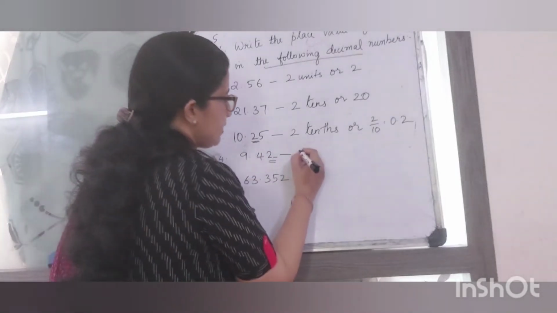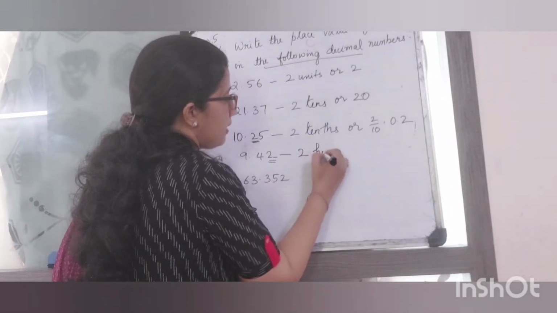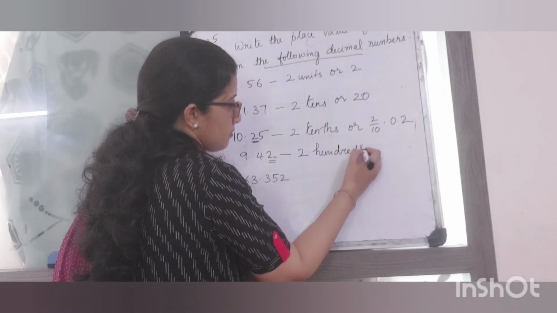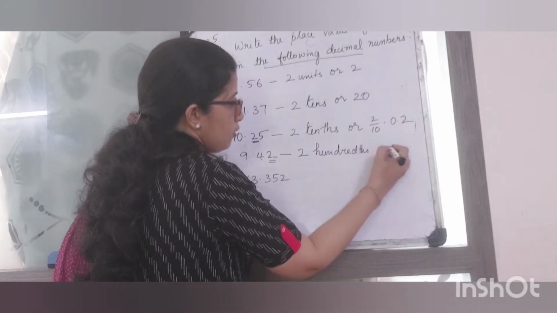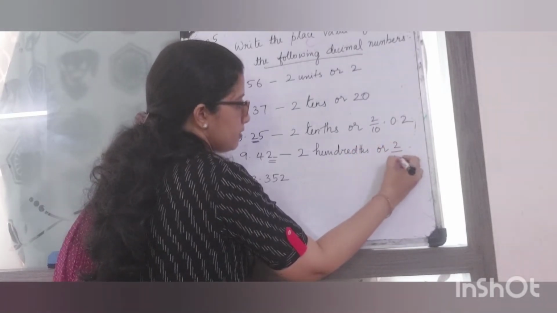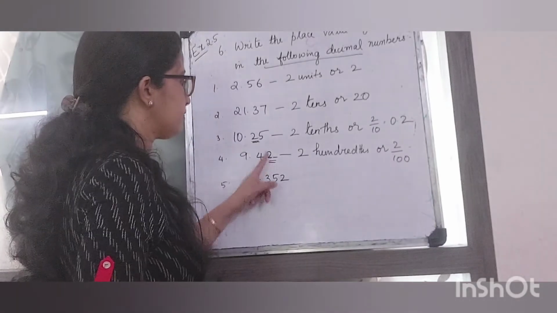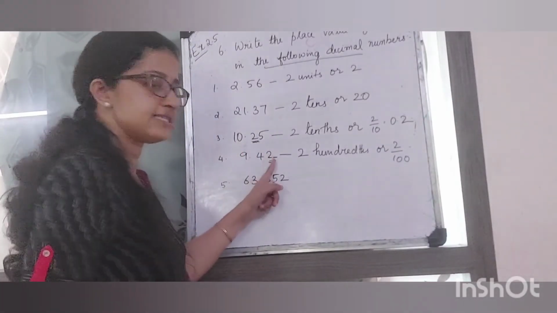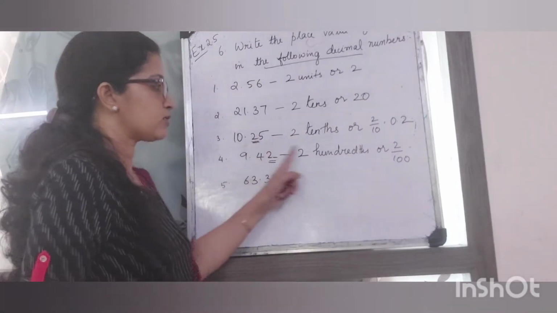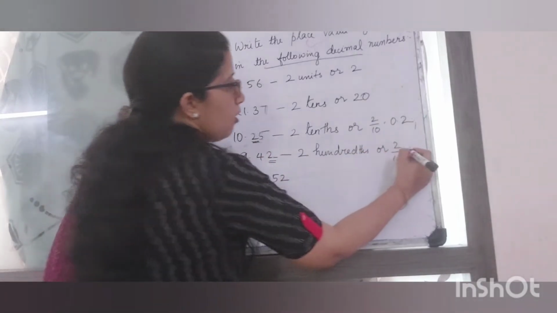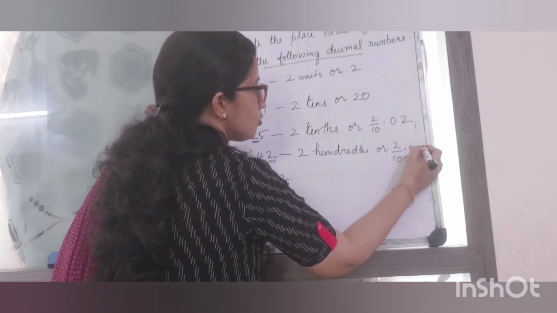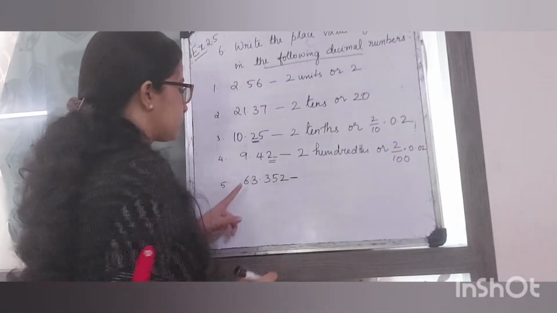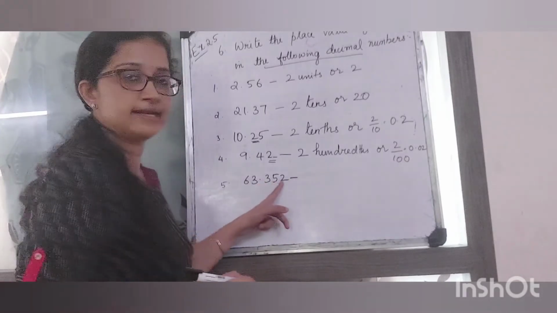So it can be written as 2 hundredths, or 2 by 100. It's not 200. If it is on the left side of the decimal, it can be 200. But if it is on the right side of the decimal point, it has to be 2 by 100, or 0.02. Now let's take the next question, 63.352.